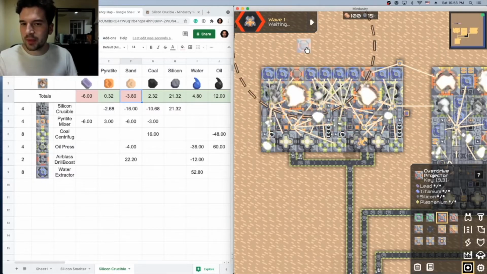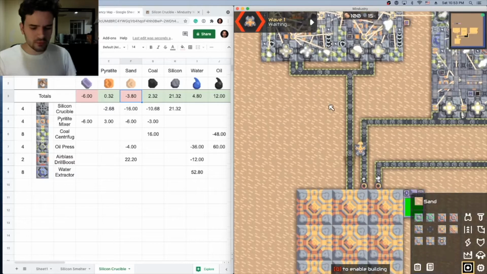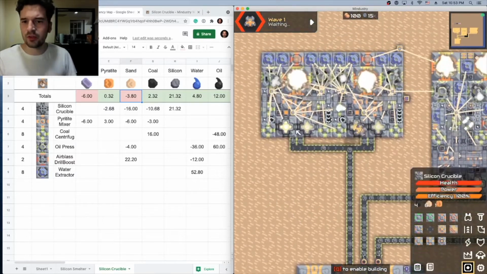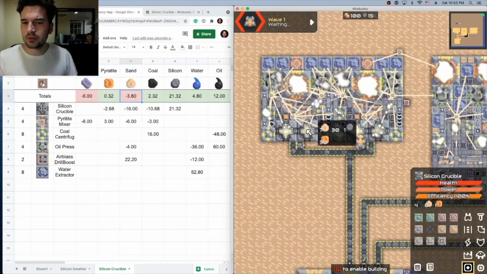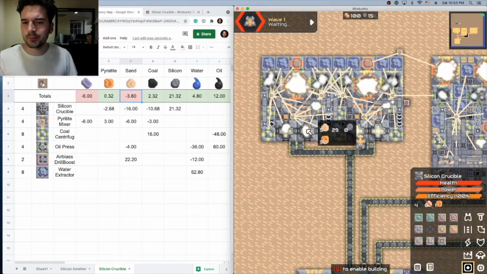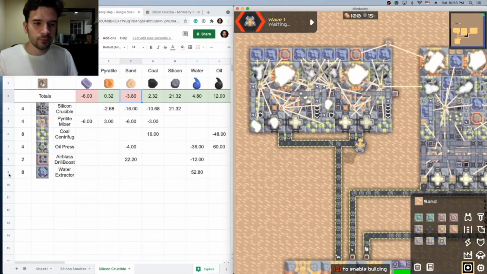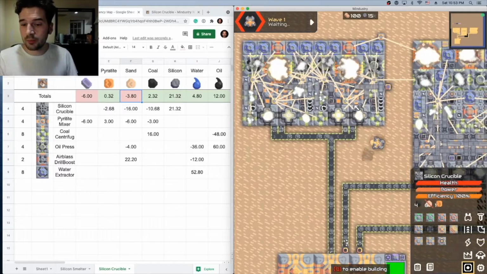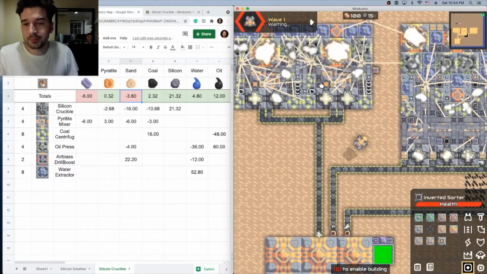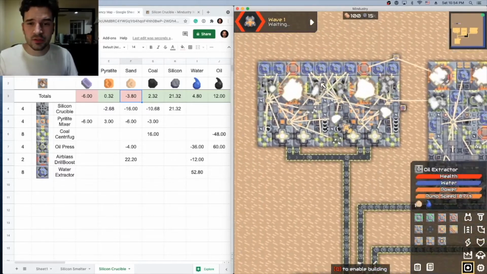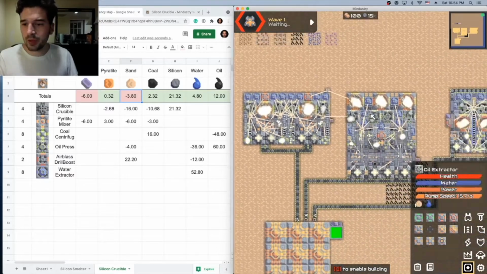So let's just put those guys back in there. I think when I had the overdrive projectors is when it really showed the not having enough sand to run this whole thing. Anyway, this is a crappy schematic. Doesn't have enough efficiency, doesn't have enough materials.